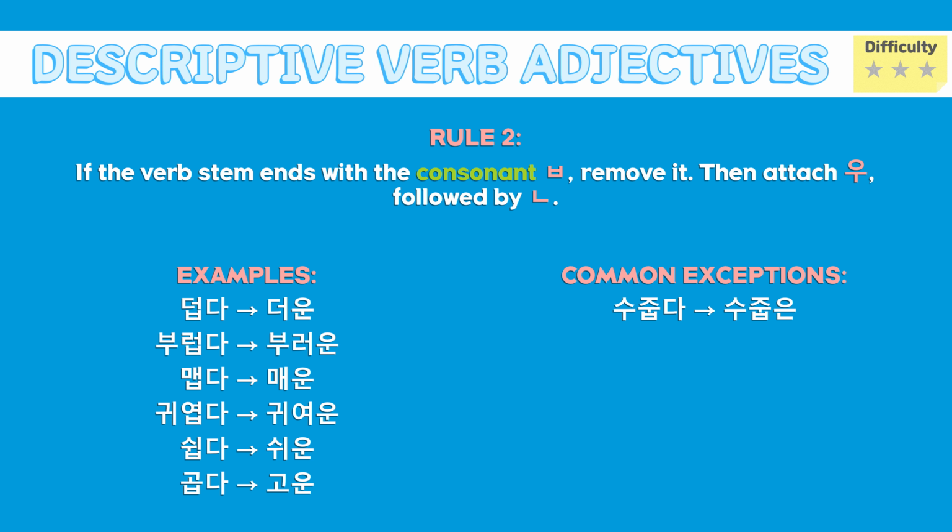Rule 2. If the verb stem ends with the consonant ㅂ, remove it. Then attach 우, followed by ㄴ. Here are some examples. You can pause the video here.